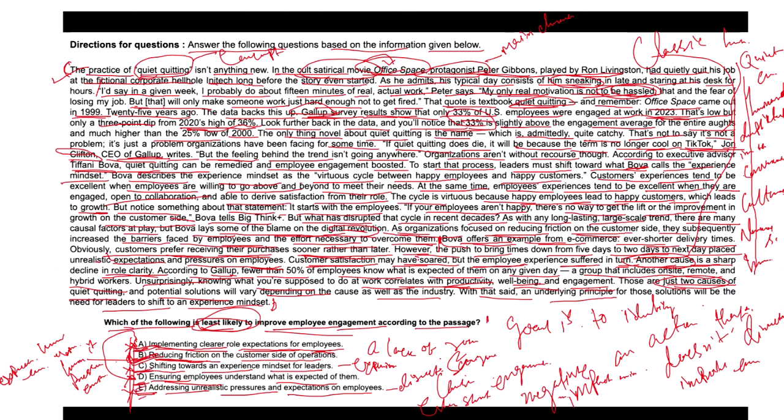Option B is the most appropriate one because option B, reducing friction on the customer side, while beneficial for customers, can increase pressure on employees and lead to decreased engagement. The other options are strategies mentioned in the passage as ways to improve employee engagement, isn't it? So in that case, option B would be the appropriate answer to the question given here. Option B is the correct answer.